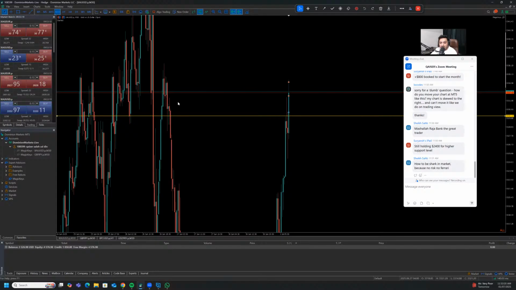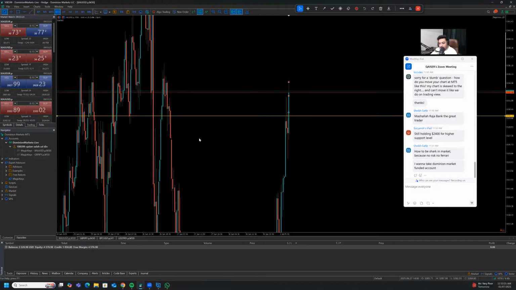Still holding $2,400 for a higher support level. Wow, very nice. I would recommend to secure some position. How to be a shark in the market, because no risk, no Ferrari.